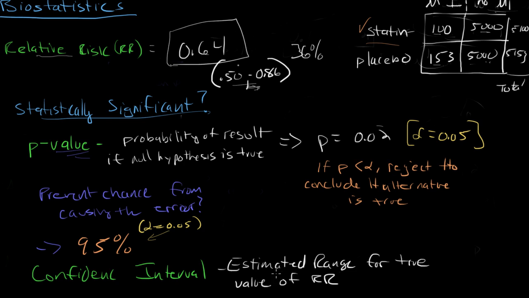Our confidence interval is the estimated range for the true value of the relative risk. And most confidence intervals are a 95% confidence interval. You'll see that reported using an alpha of 0.05. The more precise our study, the more narrow our confidence interval. The less precise our study, the wider the confidence interval. Again, when you have a good confidence interval and an appropriate p-value, you can be confident that your study has found statistical significance.